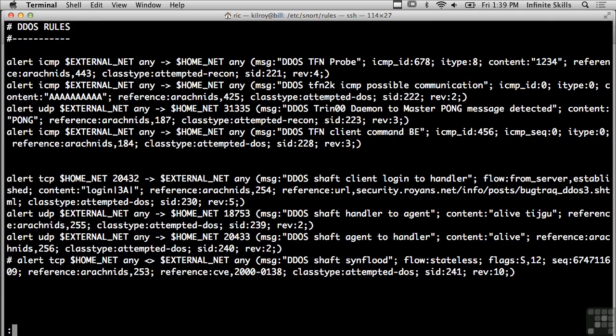So you can see here the rules for Snort, and you can see it says alert on an ICMP coming in from an external network, from any external network to anywhere on the home network. And what we're looking for is a TFN probe, or Tribe Flood Network probe. So we're looking for an ICMP type of 8, and we're looking for content that says 1, 2, 3, 4. So some of these rules get pretty dense and difficult to follow, although they are written mostly in English.